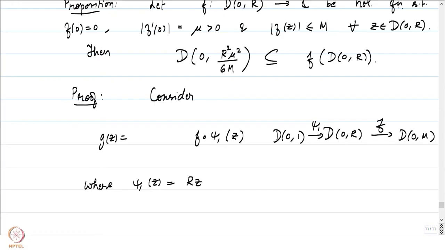And what happens to the derivative here? g prime at 0 is going to be equal to f prime at 0, which is mu, times psi 1 prime at 0, which is r. So this is going to be r mu.